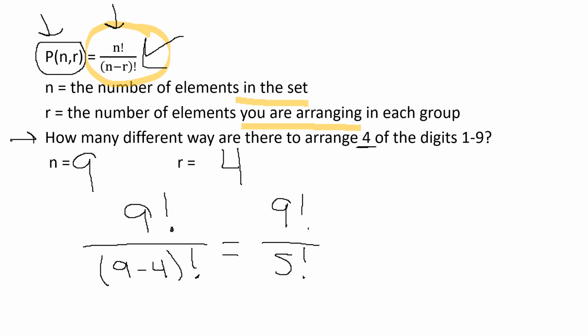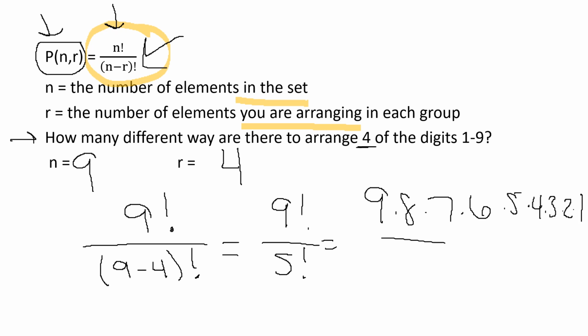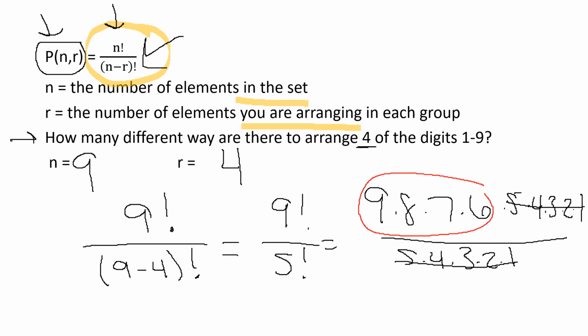Okay, first of all, remember to solve inside your parentheses first. So 9 factorial is 9 times 8 times 7 times 6 times 5 times 4 times 3 times 2 times 1. 5 factorial is 5, 4, 3, 2, 1. And we know that anything on top of each other, it cancels out. So 5, 4, 3, 2, 1 over 5, 4, 3, 2, 1 cancels out. And I'm left with 9 times 8 times 7 times 6. And because I know the answer, it's 3024.